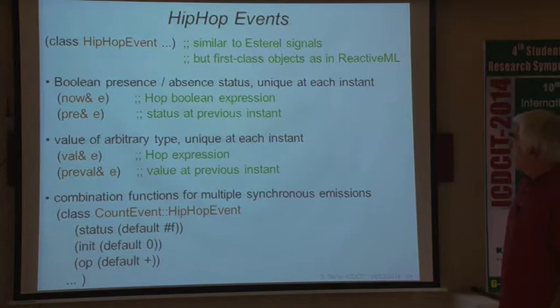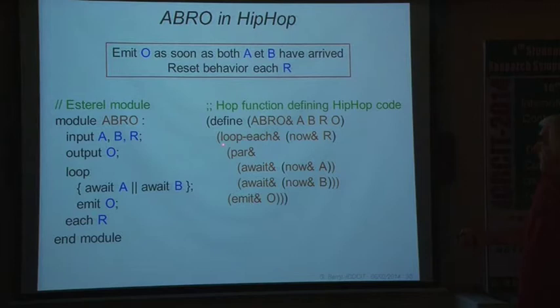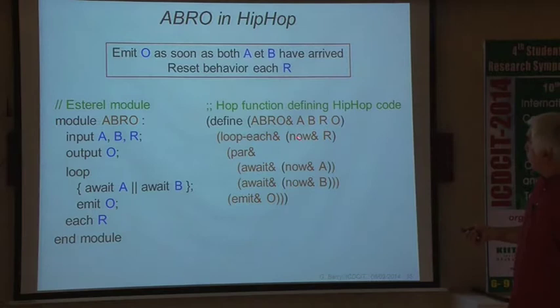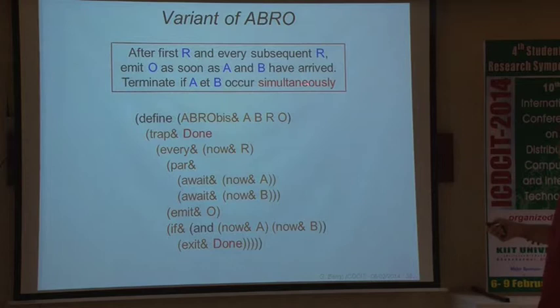Good. This is a loop in HipHop, so you see it's just a syntactic change. You take the parenthesis side, and the brown parentheses are saying this is a HipHop expression, and the black is saying this is a Hop expression, here is true or false, and that's all. So it's a change in syntax so far. Here is the variant of ABRO, for example. After first R and every subsequent R, emit O as soon as A and B have arrived, but you terminate right away if you receive R simultaneously.